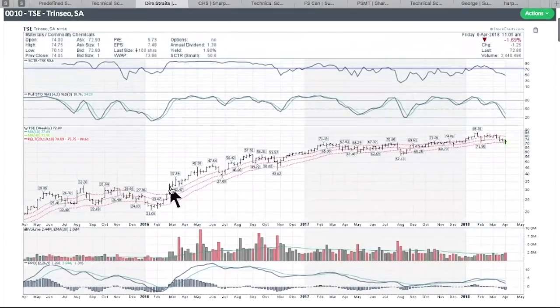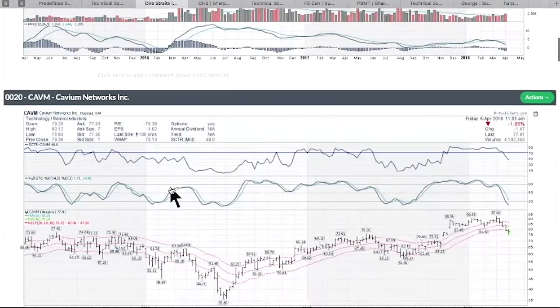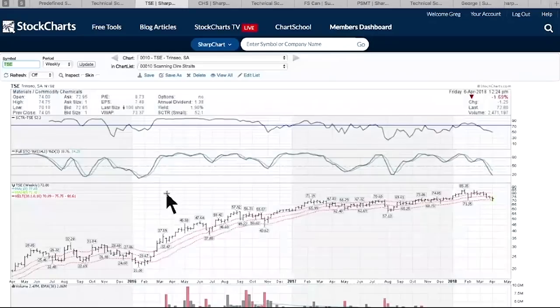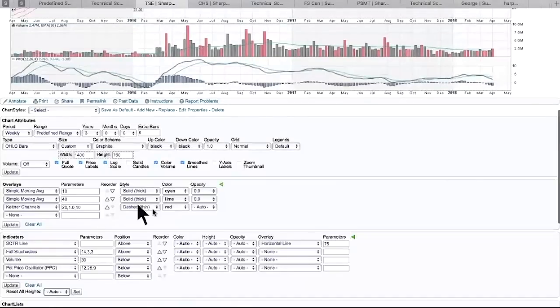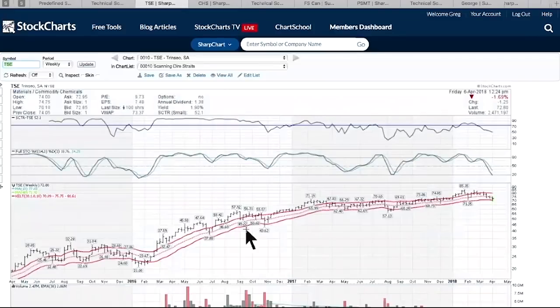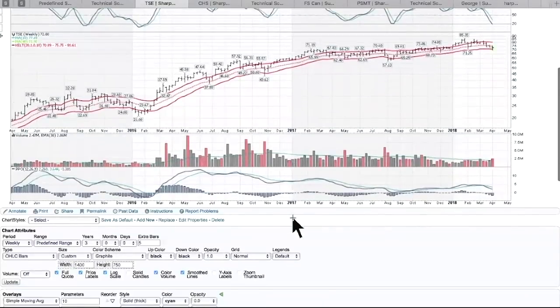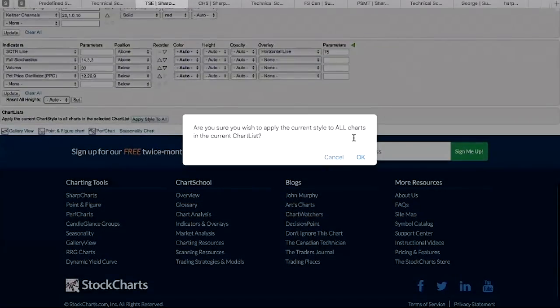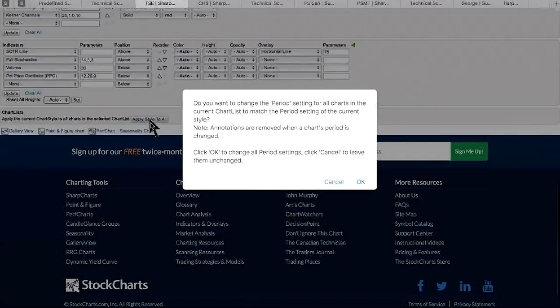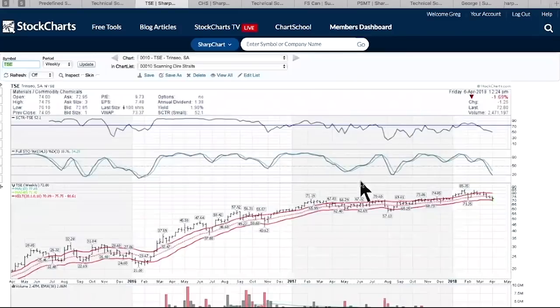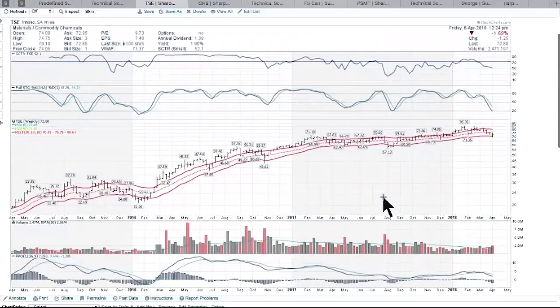So here's the Keltner channel, and I'll just make these lines a little bit stronger. I put them on dotted first, and then I was going to go back and make them solid, and I forgot on this particular set. So I've just made the Keltner channel line solid here, and then I'm going to scroll down and set it up for the whole group. By hitting apply style to all, since I've done a scan and put them in a chart list, this sets up every chart in the chart list with this setting.